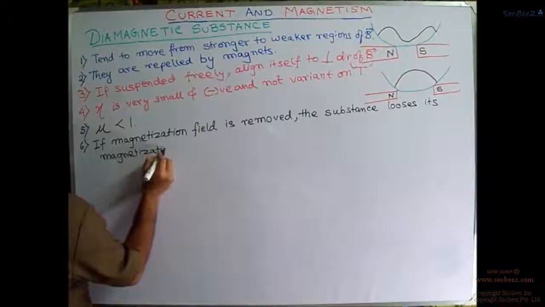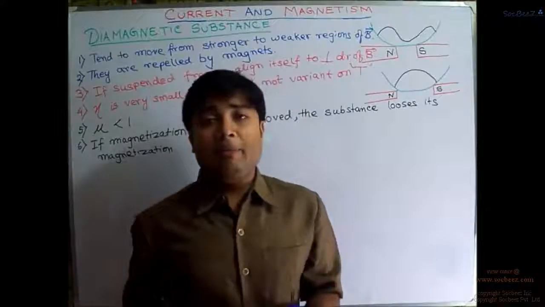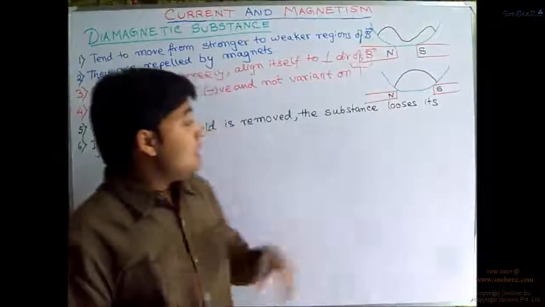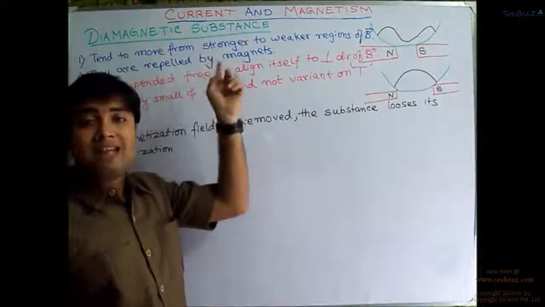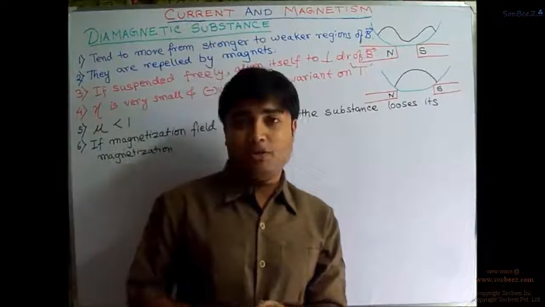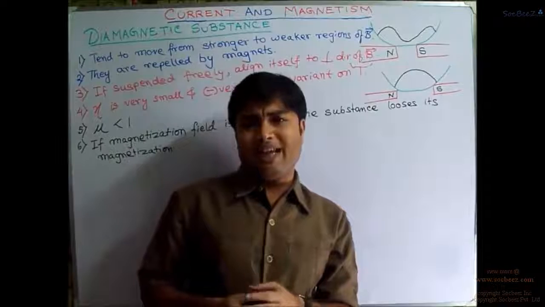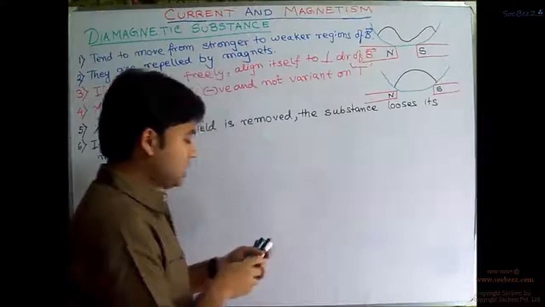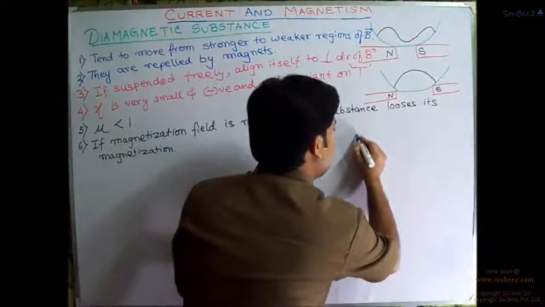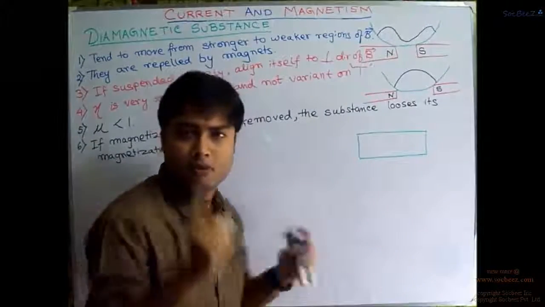So it is understood that for diamagnetic substances, if the magnetizing field is removed, then these substances lose their magnetization, right? Now, for example, we could explain it with the help of a diagram. Say this is a diamagnetic substance.